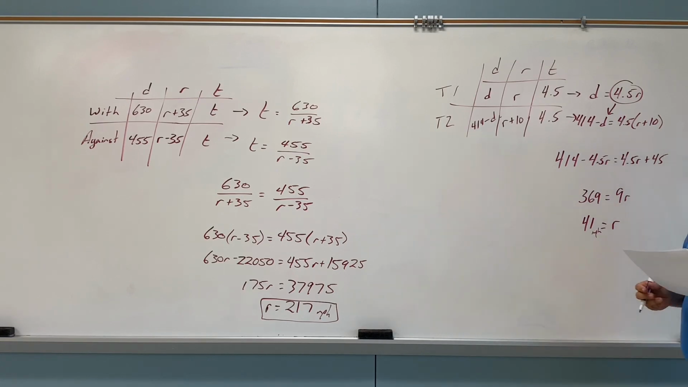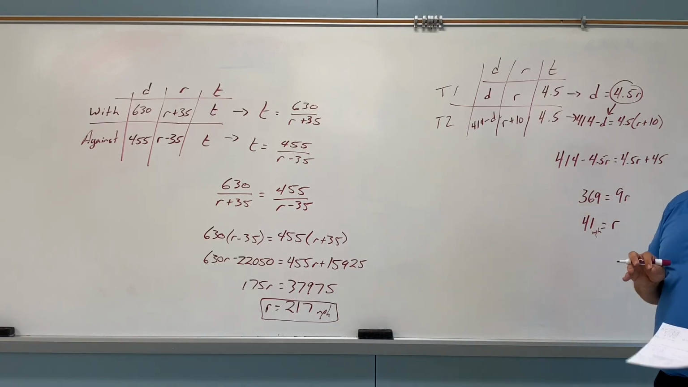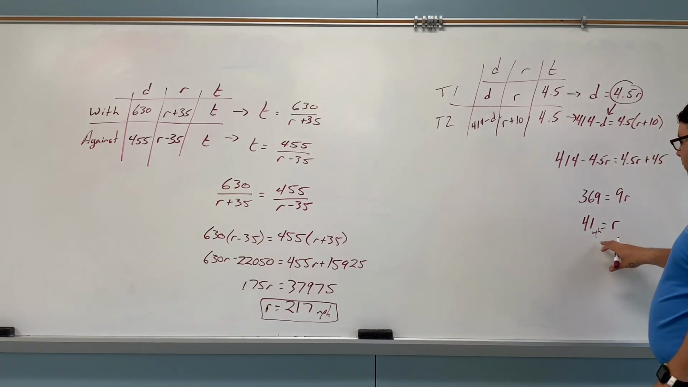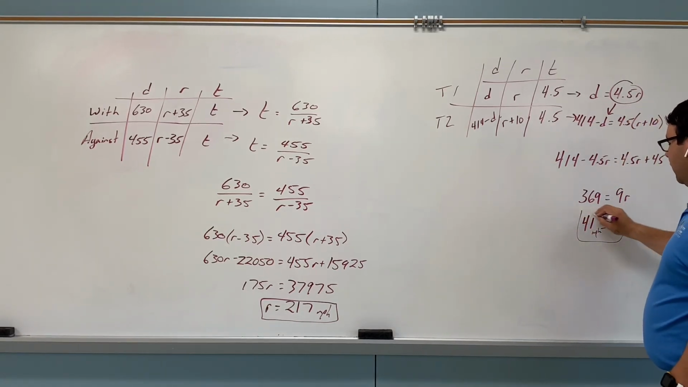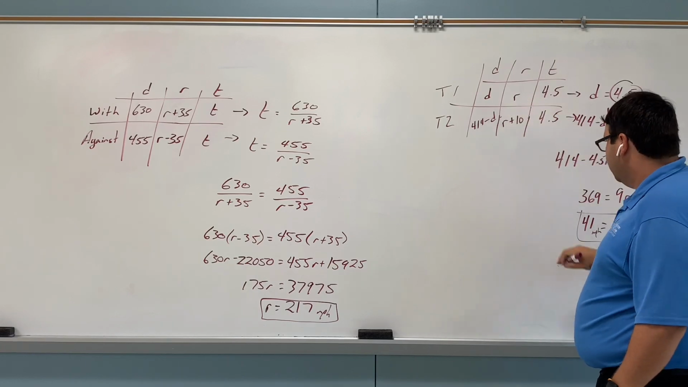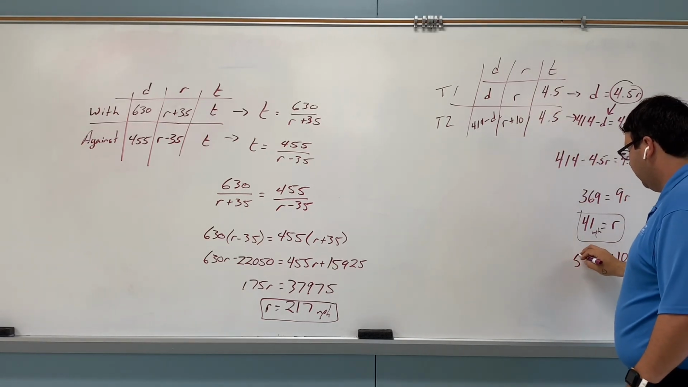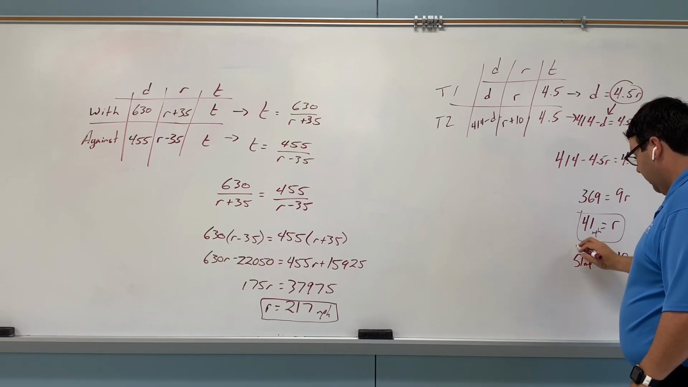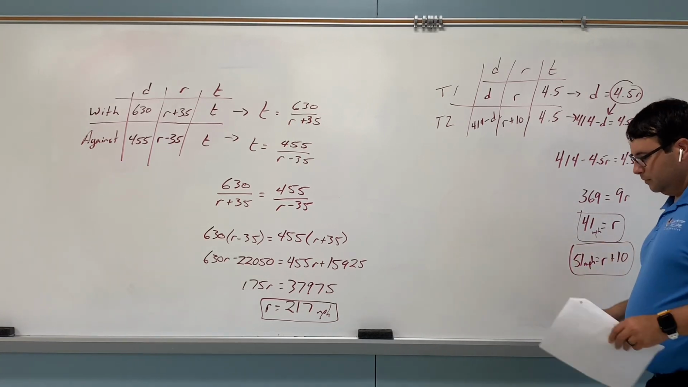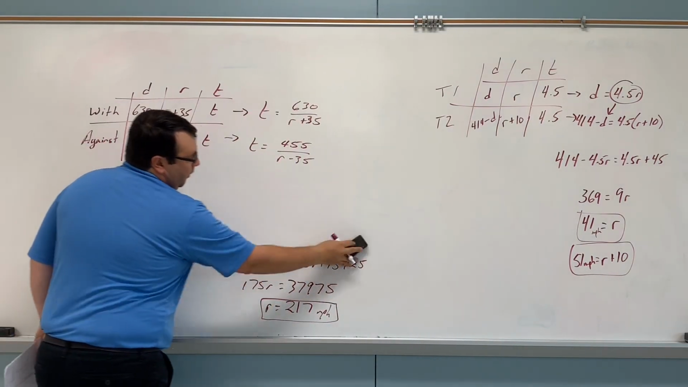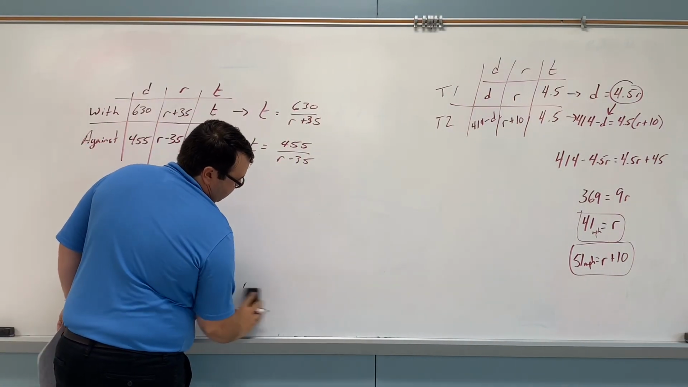Now it does say, find the speed of each train. So make sure you're doing that interpretation component. At this point, I have the speed of train 1. Train 2 is R plus 10, which is 51 miles per hour. So I have the speed of both trains at this point.